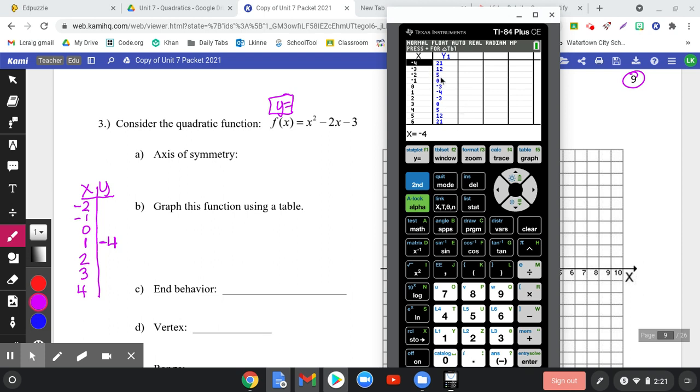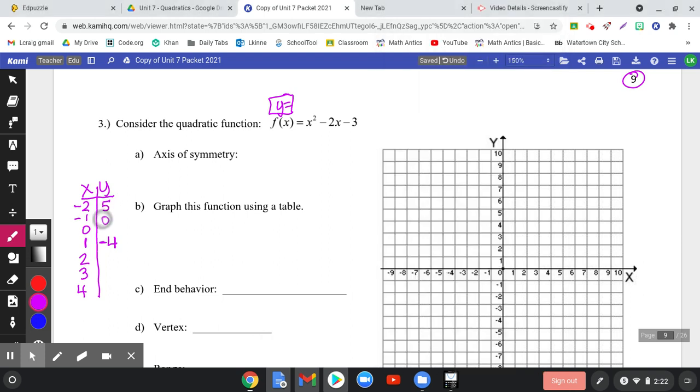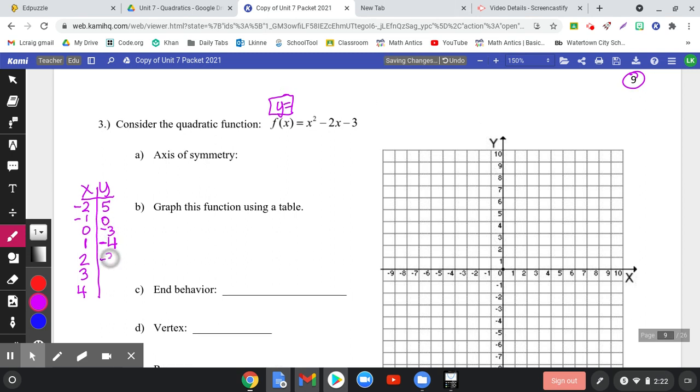Because again, look what happens. It goes 5, 0, negative 3. And then the negative 4, and then it goes back to negative 3, 0, 5. Everything matches up perfectly around your vertex. So that's your vertex. I'm going to circle that right now and write that in. 1, negative 4.